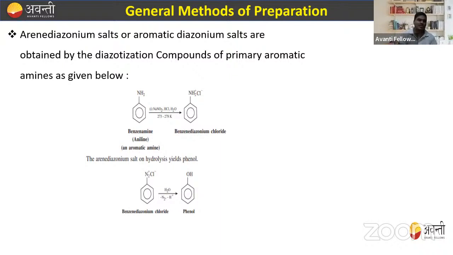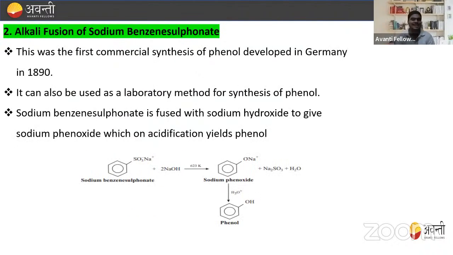Now, this arene diazonium salt on hydrolysis gives phenol. So when benzene diazonium chloride, that is C6H5N2Cl, is treated with H2O, it will form phenol, right? Just by boiling water, that is H2O, it will give the phenol. So first you have to prepare the aromatic diazonium salt, and after treating it with warm water, you'll get phenol, right? Now, the next method is alkali fusion of sodium benzene sulfonate.